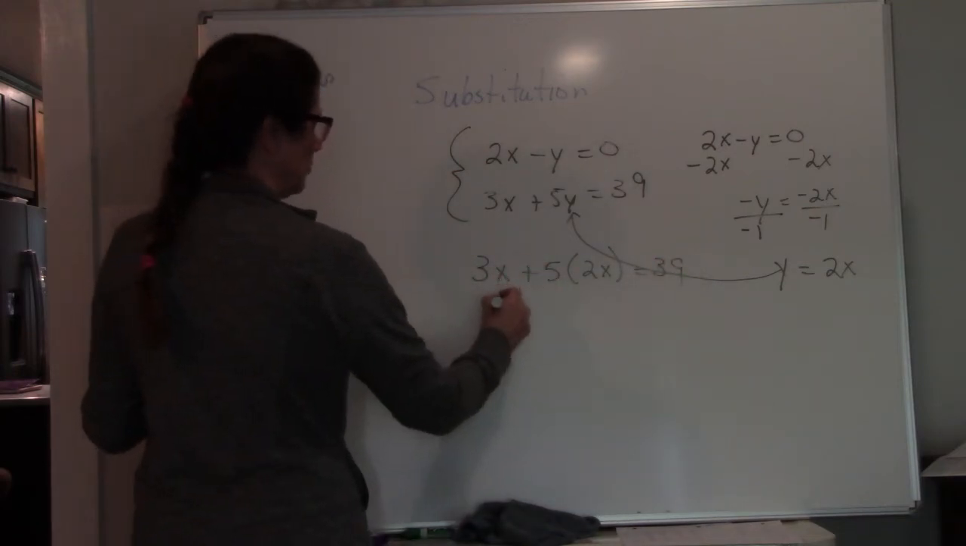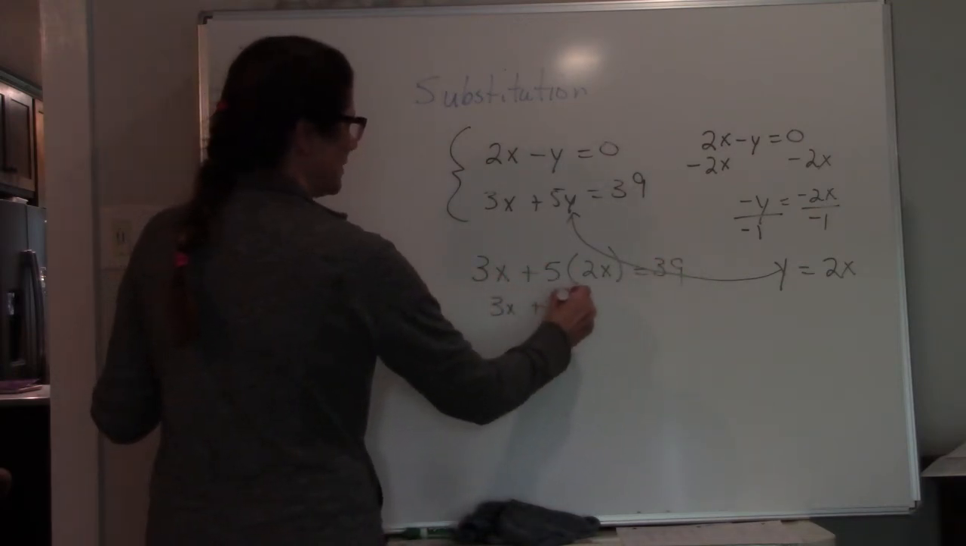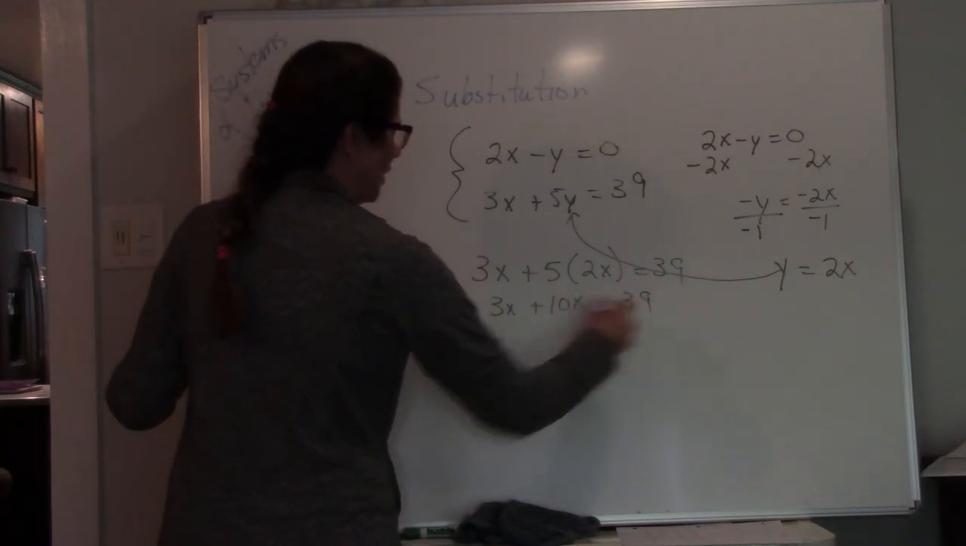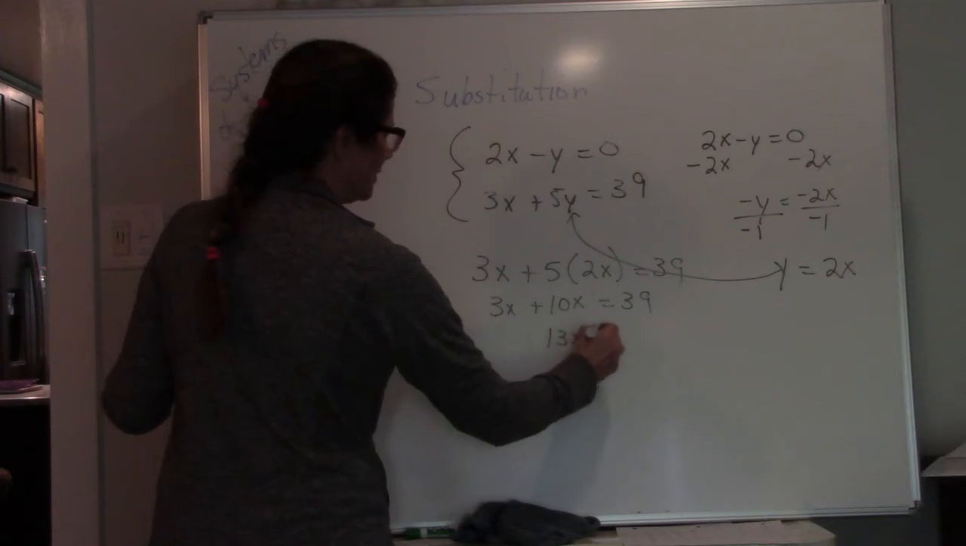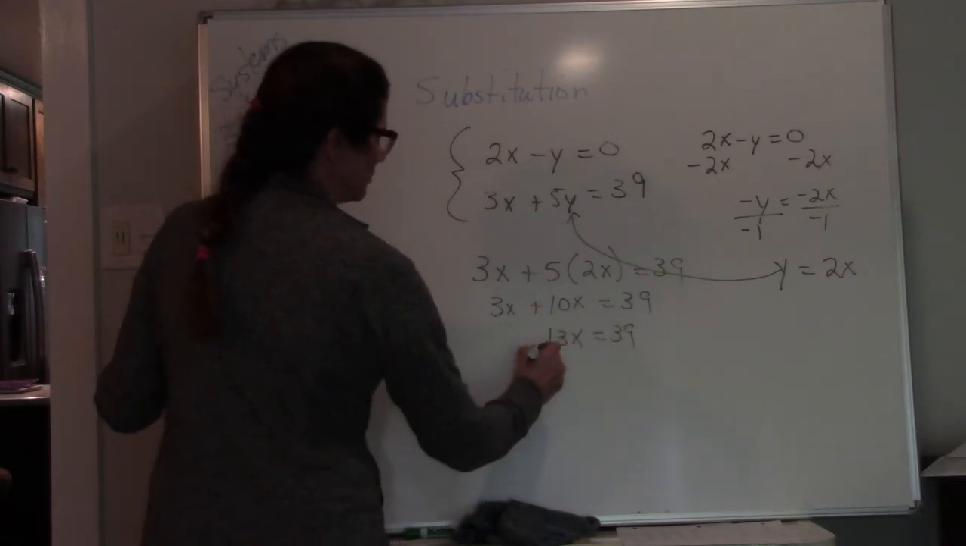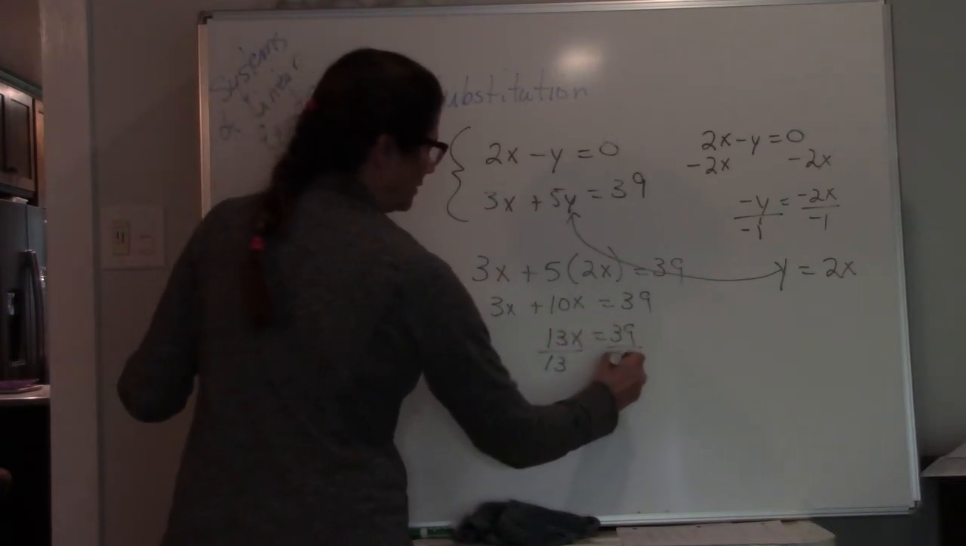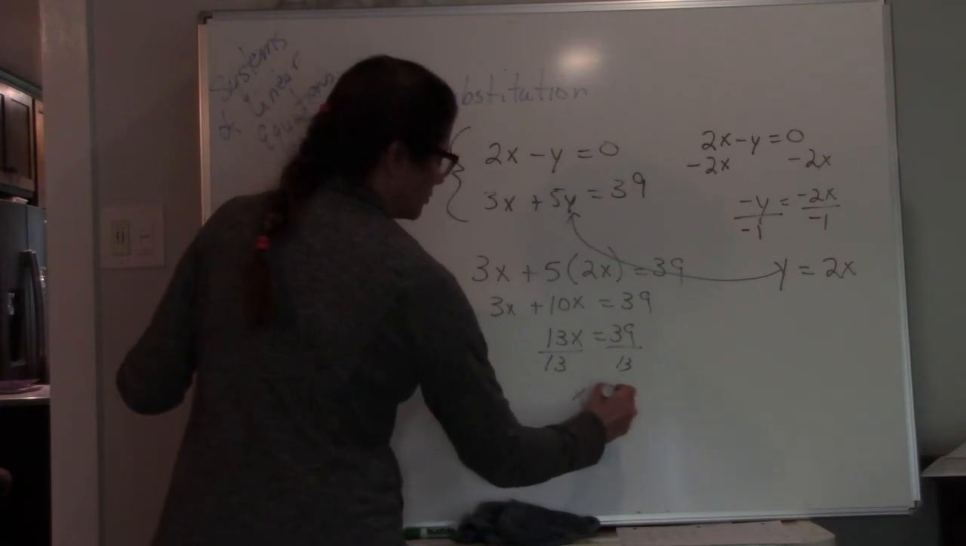And now I can just keep going. 3x plus 10x equals 39. I add these two. 3x plus 10x is 13x equals 39. Divide both sides by 13, and I get x equals 3.